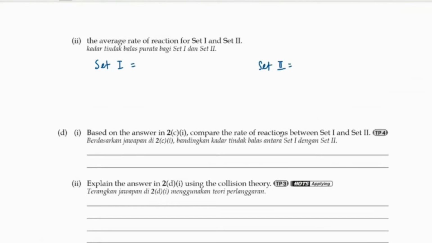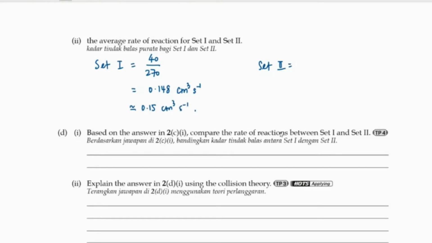Okay, for set 1, has anyone calculated the average rate of reaction? What is your value, class? Can you type your answer or speak on your mic? Okay, 0.148. How about the others? All get 0.148. So the volume is 40, right? Time is 270. Correct? So 0.148 cubic centimeter per second, or you can round to 0.15, also can.